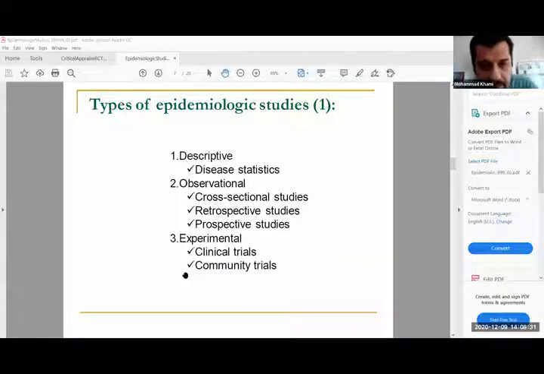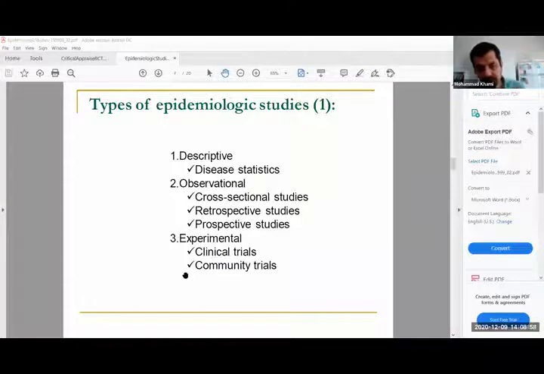So in descriptive epidemiology, we are just trying to work on and focus on disease statistics. How much is prevalent in various age groups, in the two genders, for example, in various geographical locations. So we just describe. So the name is descriptive epidemiology.